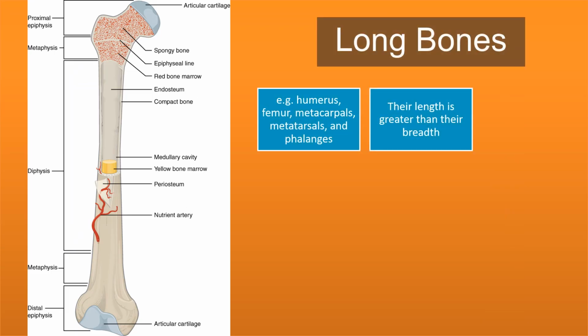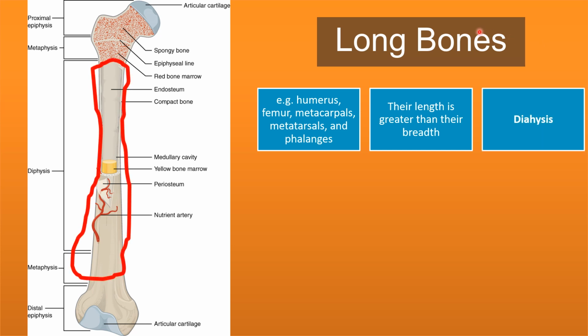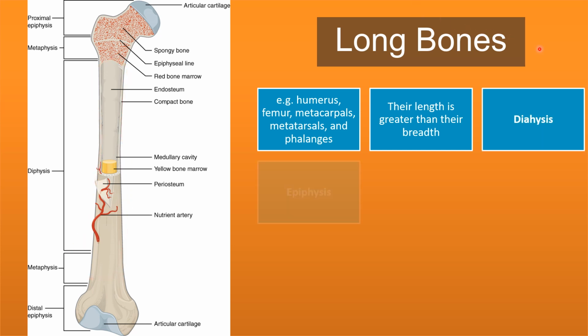Long bones are hard, dense bones that provide strength, structure, and mobility. The thigh bone or the femur is a long bone, and a long bone has a shaft and two ends. Long bones are found in the limbs such as the humerus, the femur, the metacarpals, metatarsals, and phalanges, and their length is greater than their breadth. They have a tubular shaft, the diaphysis, and usually an epiphysis at each end.